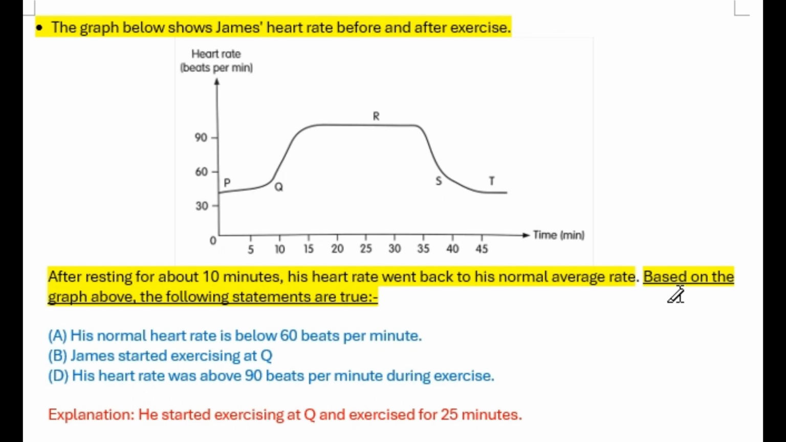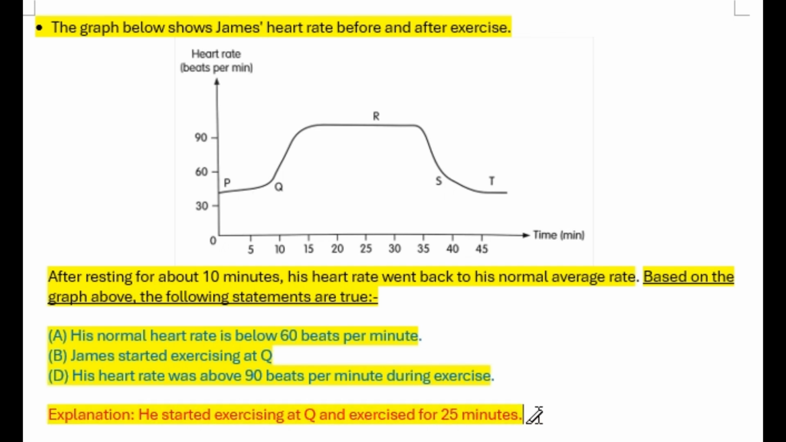A. His normal heart rate is below 60 beats per minute. B. James started exercising at Q. D. His heart rate was above 90 beats per minute during exercise. Explanation: he started exercising at Q and exercised for 25 minutes.